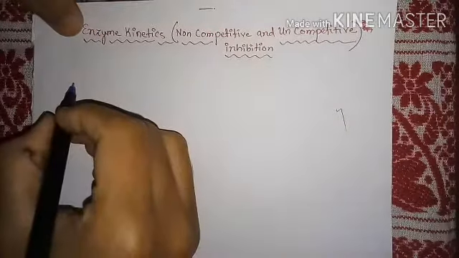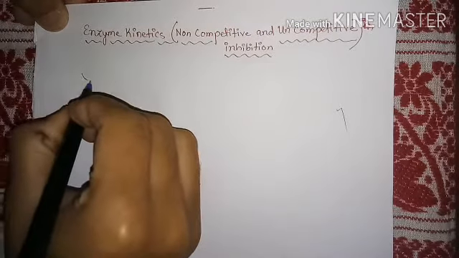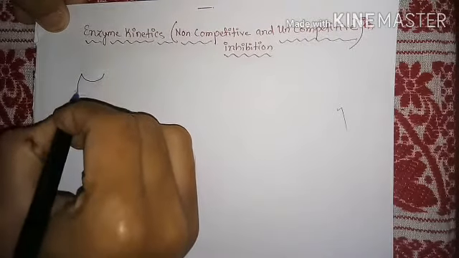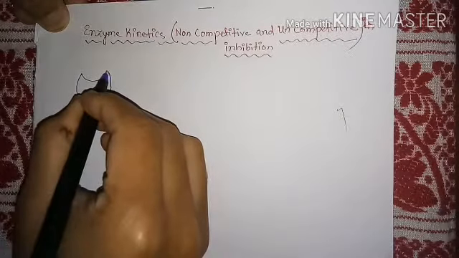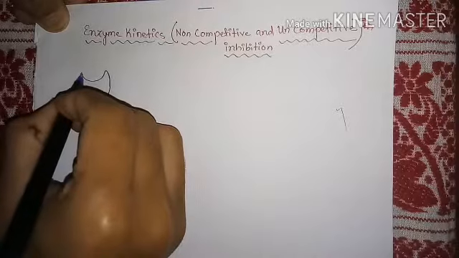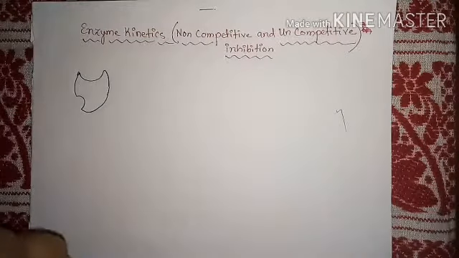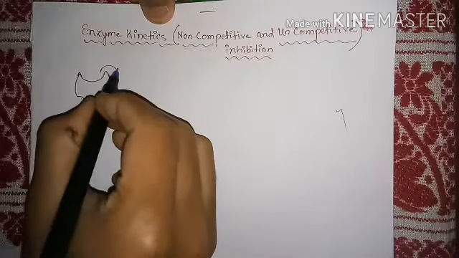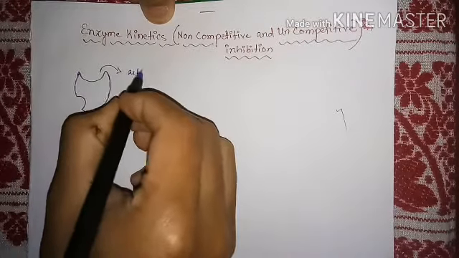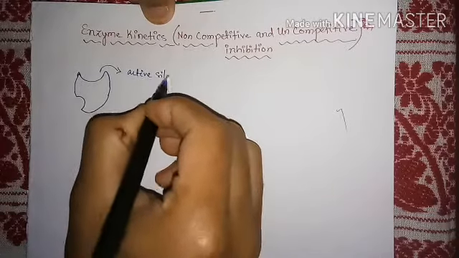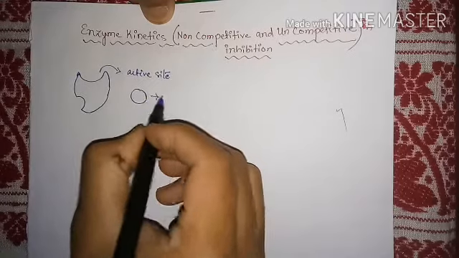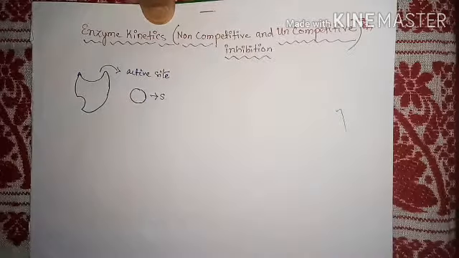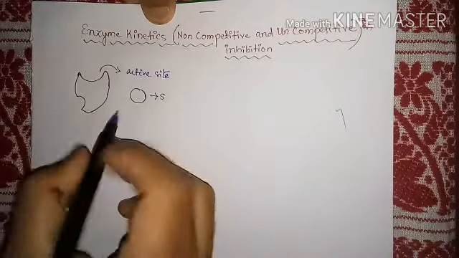Suppose let us consider, suppose this is an enzyme. Everything is similar, only there is a slight difference in the case of non-competitive inhibition. So suppose we consider this is an enzyme, then this is an active site, or we can say it is a binding site. And as we know, the substrate is going to bind in that active site of the enzyme.